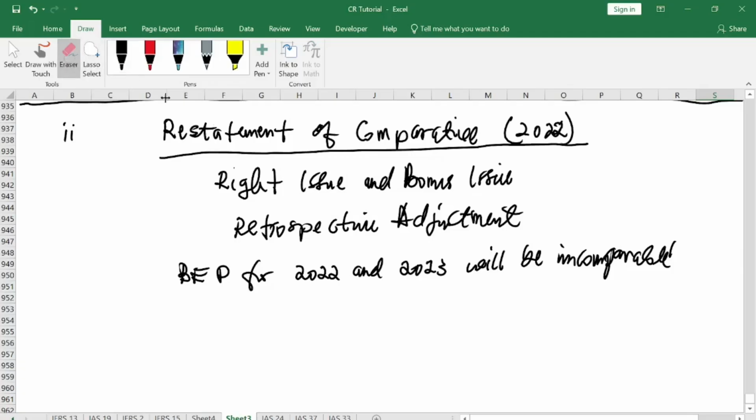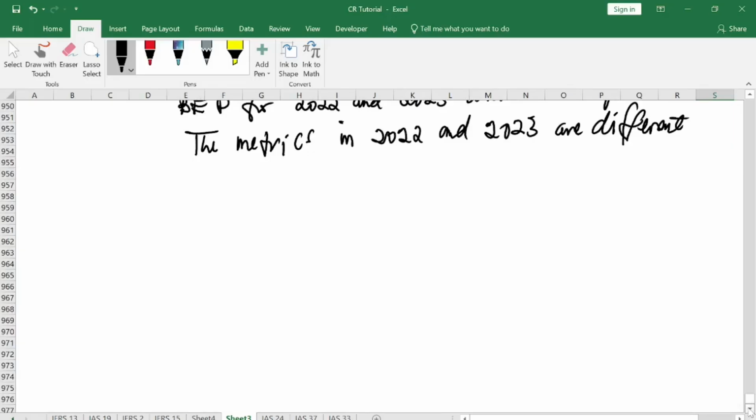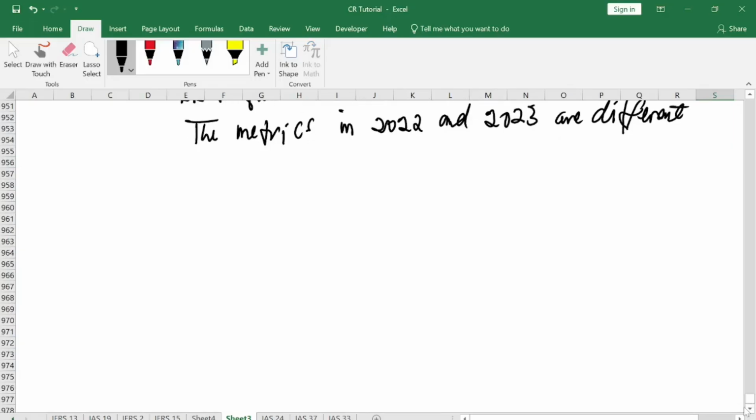It will be incomparable. Understand? It will be incomparable, because the metrics used in 2022 and 2023 are different, because of the bonus issue and the rights issue. If so, then you need to adjust the previous year's basic earning per share with the rights issue and bonus issue, so that both can be on the same basis for analysis purposes. So with this one, as given, we have two ways of doing the restatement.